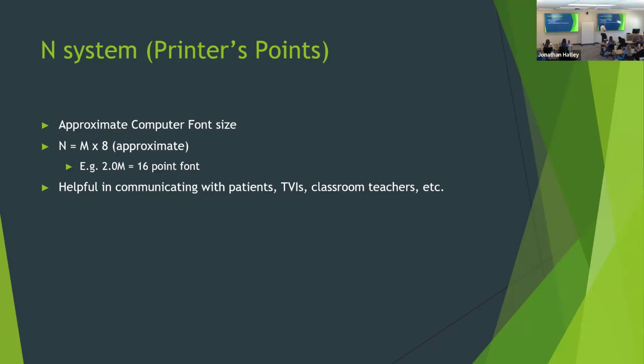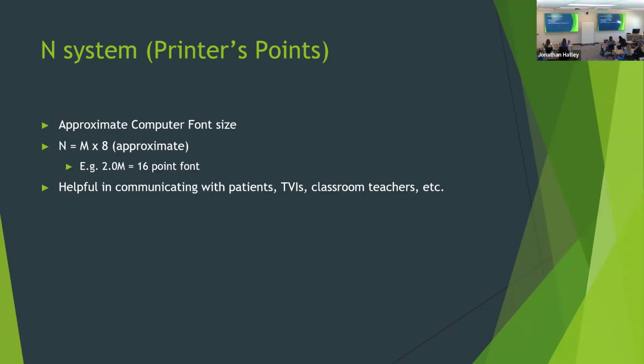There is another system here called Printer's Points. So make sure you put a star on this one, because I will ask you questions about it. You do need to be able to convert your M acuities to something called Printer's Points. And this is an approximate computer font size. Now, of course, there are variations between something that's more of a script size font versus something more like Times New Roman or Arial. However, if it's a general print, then most of the time the sizes are pretty similar.